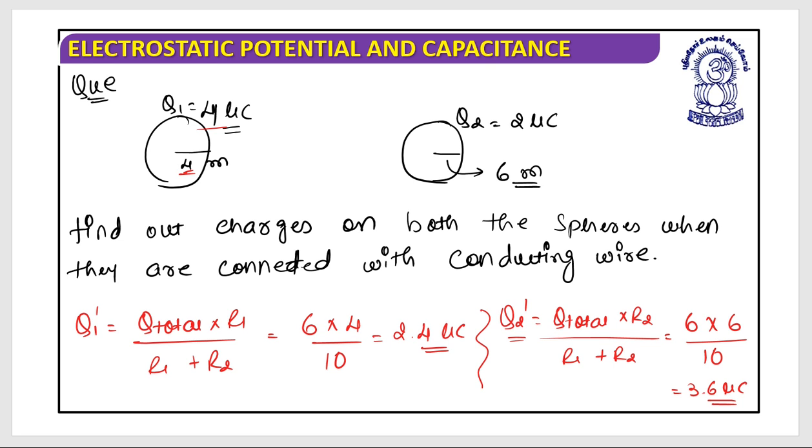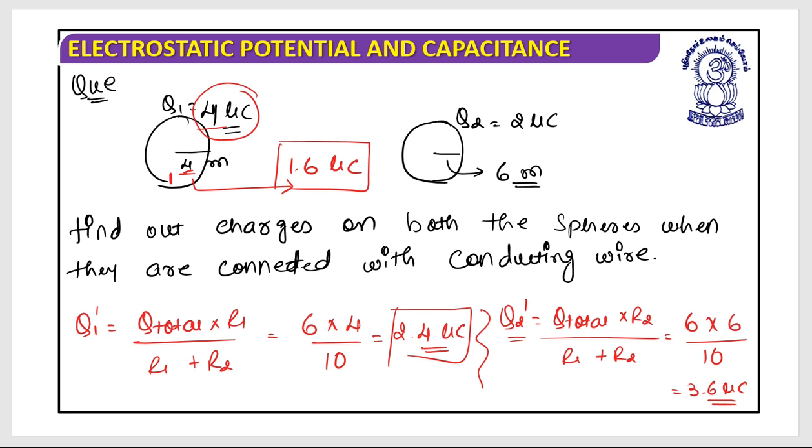From this, you can calculate that initially this sphere has a charge of 4 microcoulomb, and after connection it has a charge of 2.4 microcoulomb. So there must be a transfer of charge from this sphere to this sphere. 1.6 microcoulomb of charge has been transferred from sphere 1 to sphere 2. That's why this was 2 microcoulomb, and after connection it has 3.6 microcoulomb. So it has received 1.6 microcoulomb of charge, while the first sphere has donated 1.6 microcoulomb of charge. I hope these things are clear to you.